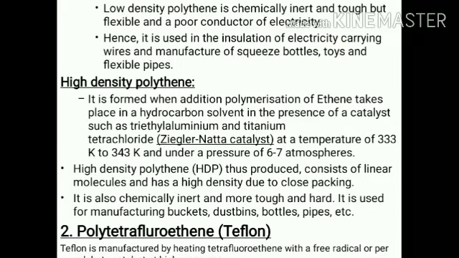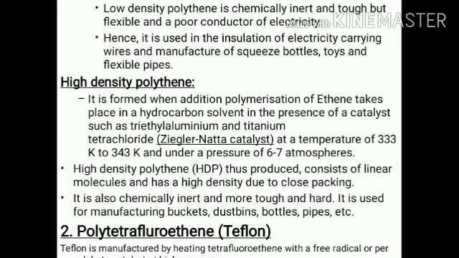Where is low density polythene used? You can see a squeeze bottle that we use in our fridge. A squeeze bottle is made of low density polythene, that is why we can crush it. Squeeze bottles, toys and flexible pipes are made of low density polythene.